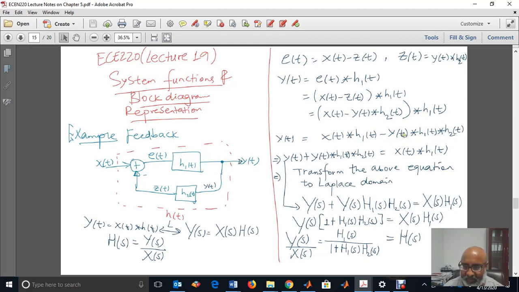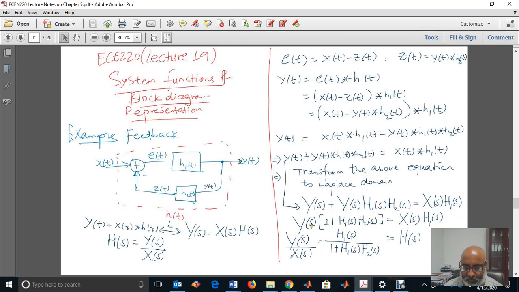Therefore, if we take this to the other side, y of t plus y of t convolve h1t convolve h2t is equal to x of t convolve with h1t. If we change to Laplace domain, this will become y of s. The convolution will become multiplication. So it will become y of s times h1s times h2s is equal to x of s times h1s.